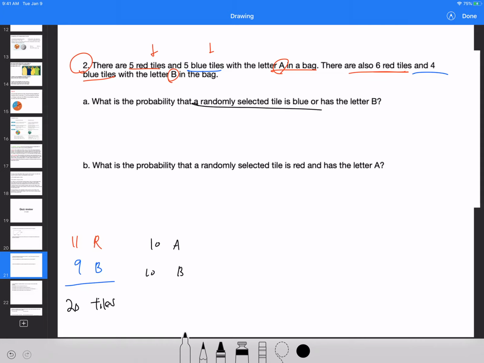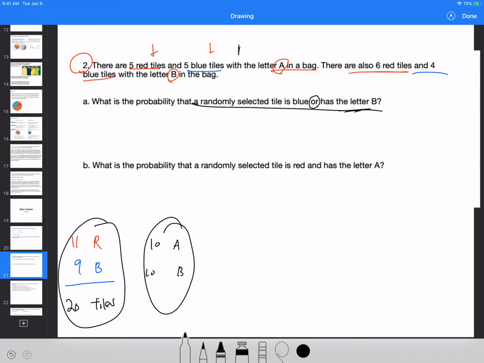What is the probability that a randomly selected tile is blue or has the letter B? So first of all, your selection of choosing blue would be coming from here. Your selection of choosing letter B would be coming from here. But the problem is, is this mutually exclusive or not?